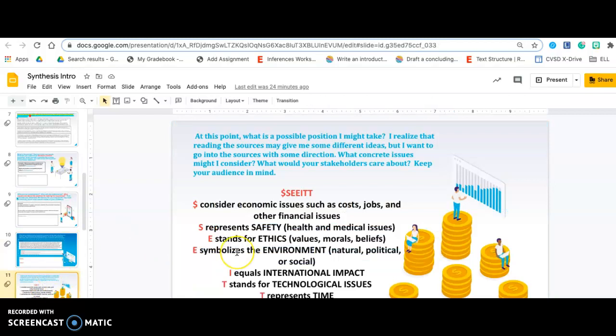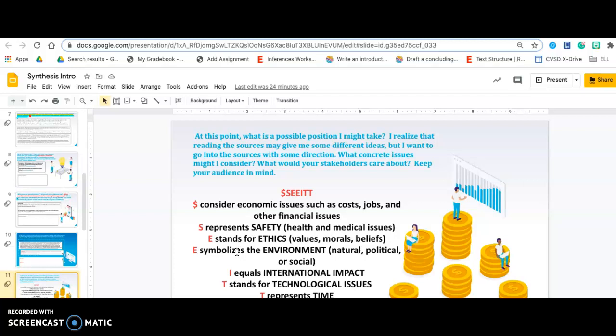Okay. Now, the next thing I'm going to ask you to do is to see it. What is a possible position that you might be taking, and what concrete issues might there be that you care about? So here we're going to add another acronym, an acronym for synthesis, and unfortunately I couldn't make it into any animal. But if we look at SEE IT, you can see we are going to consider the economics. What are the costs of this? What are the jobs?